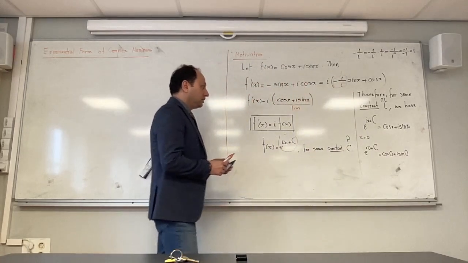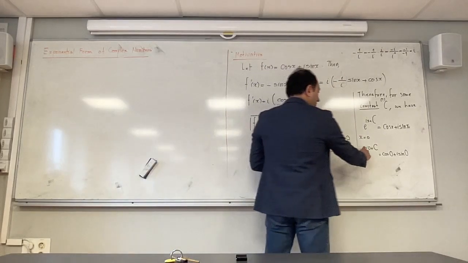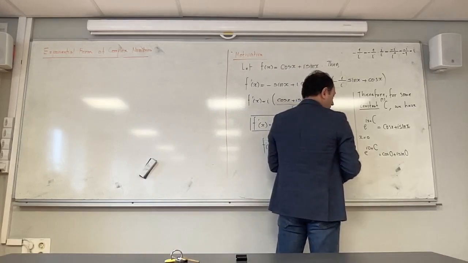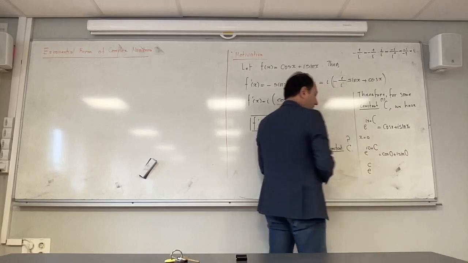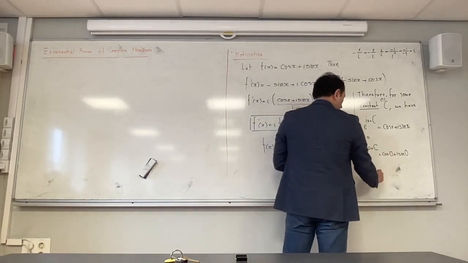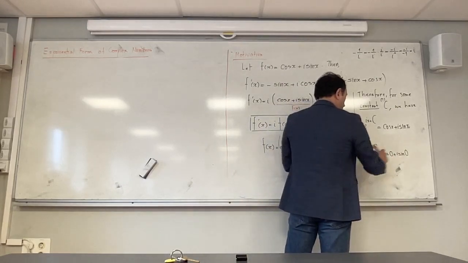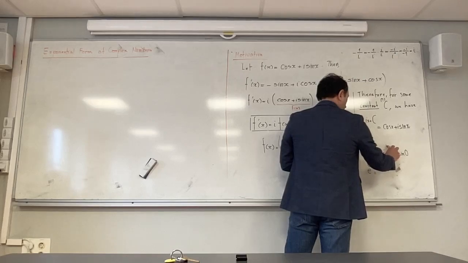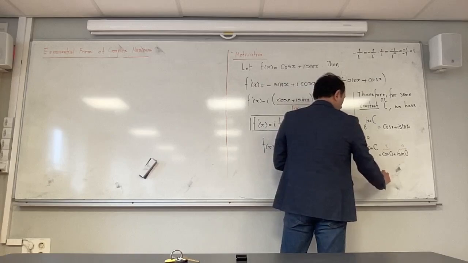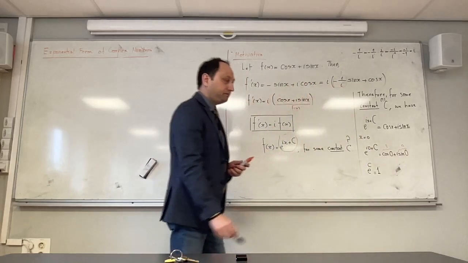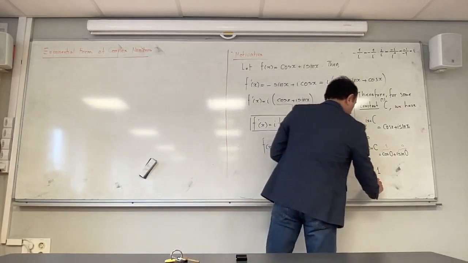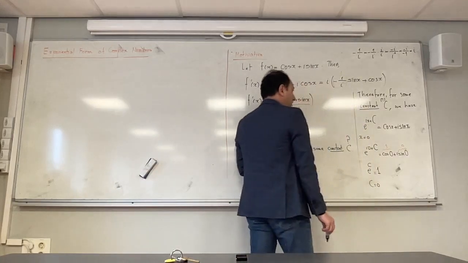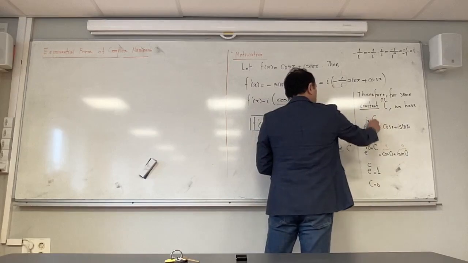Why is it good? Because i times 0 is simply 0. 0 plus c is c, so I get e to the power c. On the right hand side, cosine of 0 is 1 and the sine of 0 is 0. So what do I get? I get e to the power c is 1. So what is c then? 0. So this means that c is indeed 0.